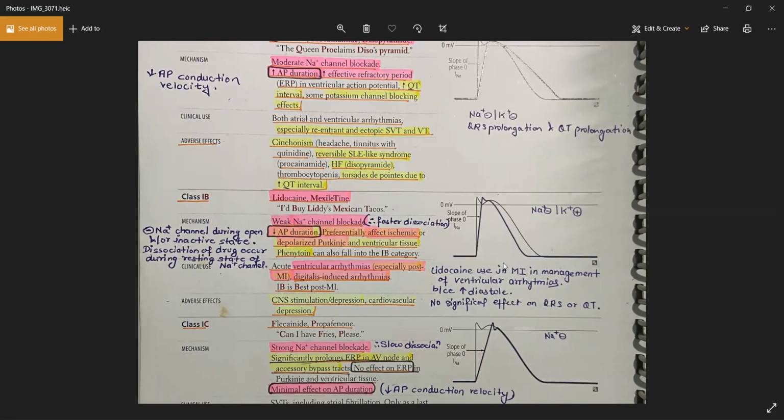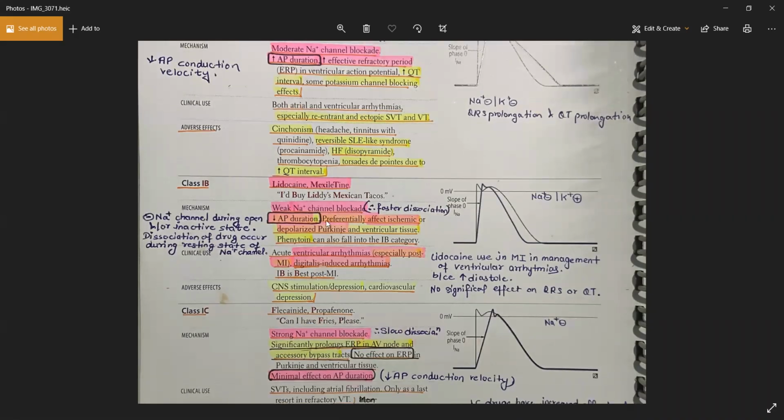You mainly use the class 1B agents only in ischemic arrhythmias, which means the arrhythmia after a myocardial infarction. Very important. So whenever you encounter a patient having tachycardia or ventricular fibrillation after myocardial ischemia or infarction, you will use these drugs only. So for an MI case, always use class 1B agents like lidocaine and mexiletine.